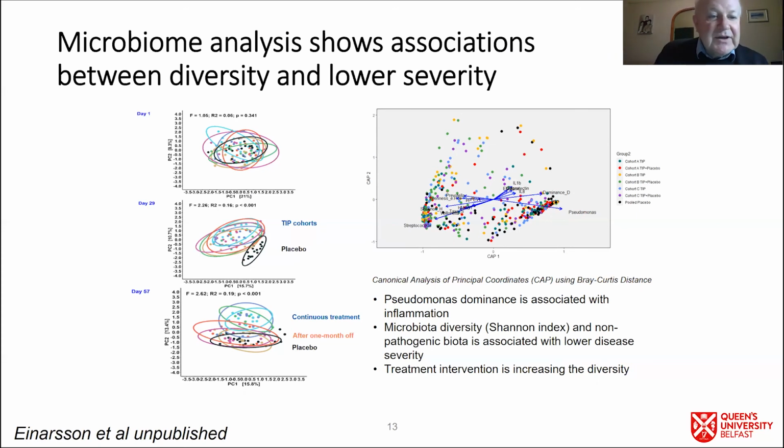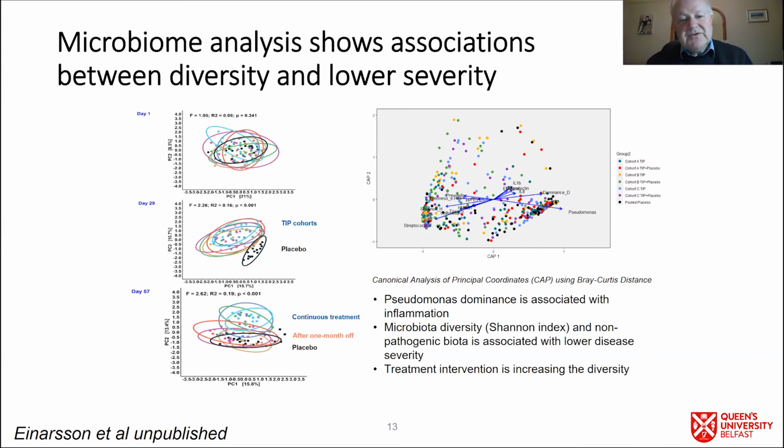However, when we get to day 57, where we've had 2 cycles, the placebo group and the cycling group, which has now had 1 month of treatment, are very similar, while the continuous treatment groups, all 3 of those in the blue circles and dots, are different from placebo and from the group who had received 1 month of TIP followed by 1 month of placebo.